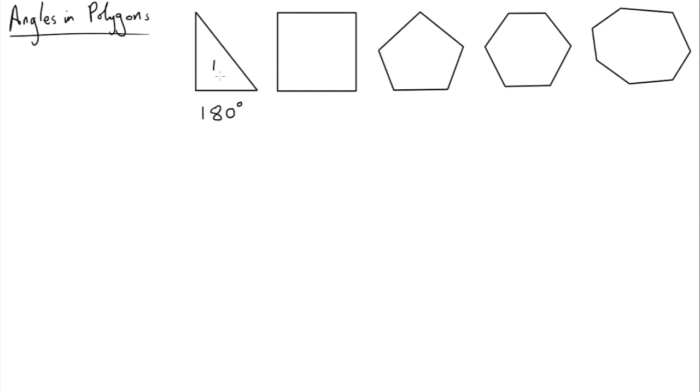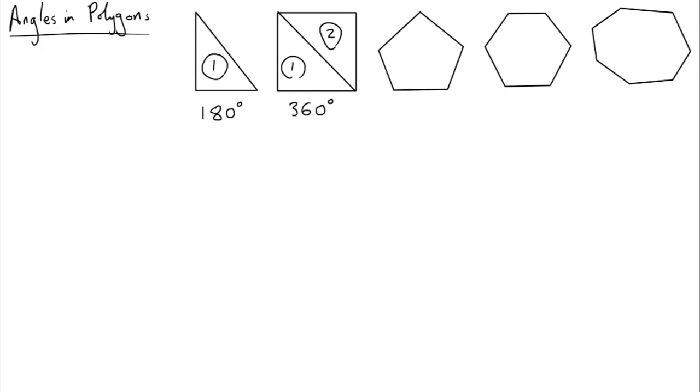So this is one triangle. Now, the interior angle for a square would be double this. And the reason for this is that it has two triangles. So we have two triangles. Therefore, the total interior angle is 360 degrees.